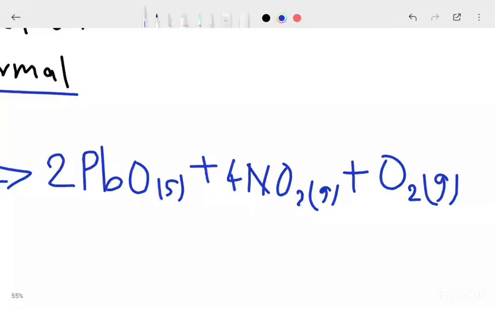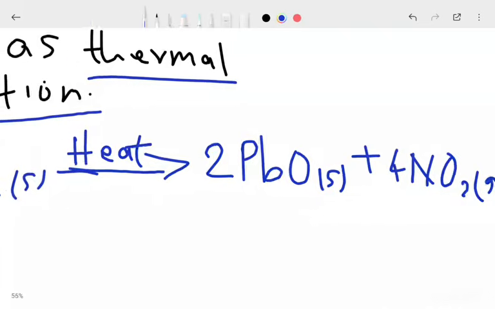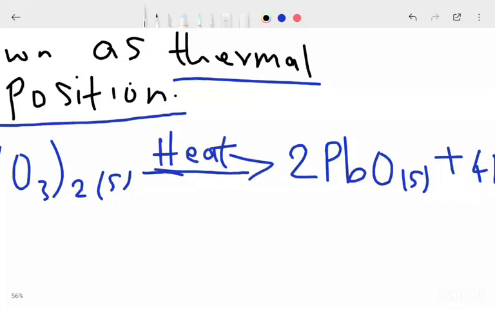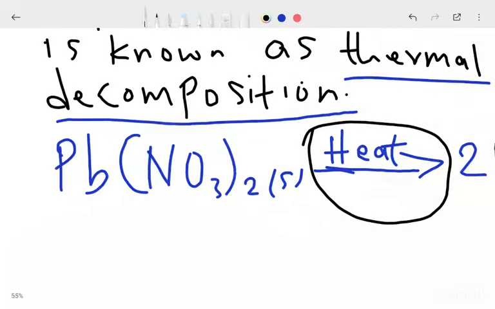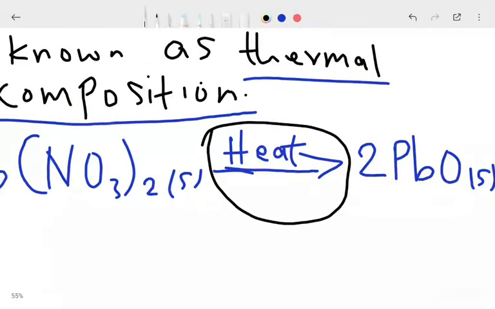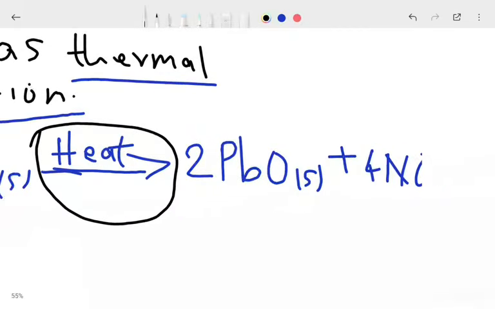So this type of reaction, is it just decomposition or thermal decomposition? You notice that this is called what? Thermal decomposition. Why? Because heat is what is needed. Look at it. Look at the heat here. Because heat is what is needed to bring about this decomposition. Are you getting it now? So when you see this type of reaction where a single compound is splitting as a result of heat to form simpler compounds, it is known as what? Thermal decomposition. Okay? Thermal what? Decomposition.